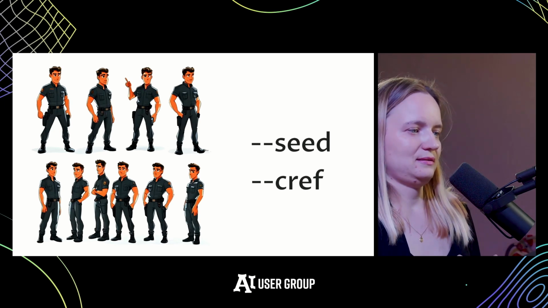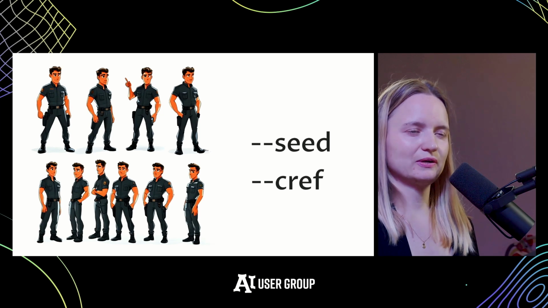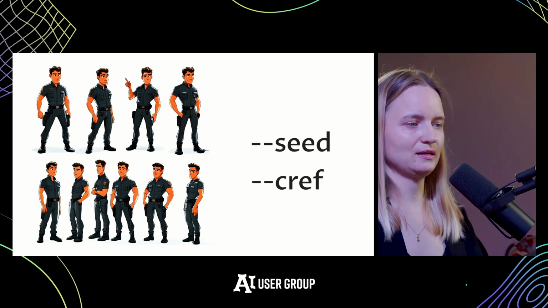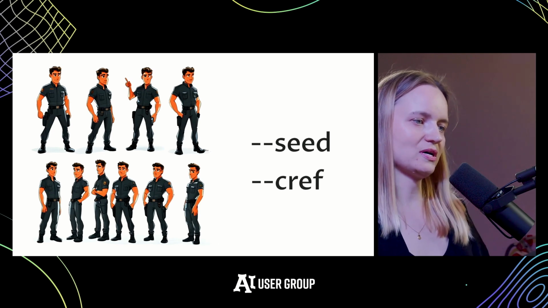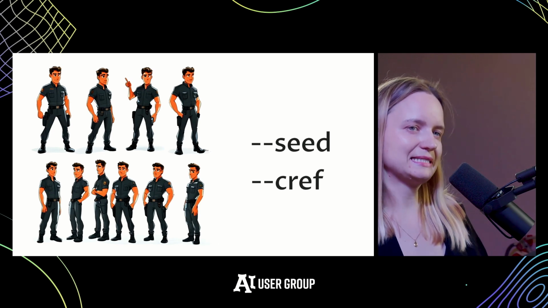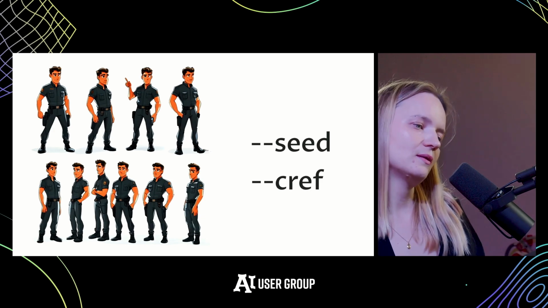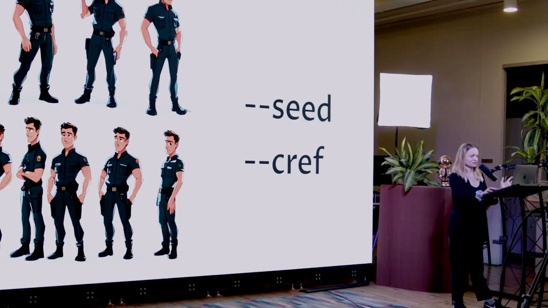but you can't have only these poses to create the entire story. You need to have diversity, right? And for that, we can use the parameter that is called seed or cref, which is character reference. They basically have a similar function. I prefer to use the seed parameter, but let's see what we can do.